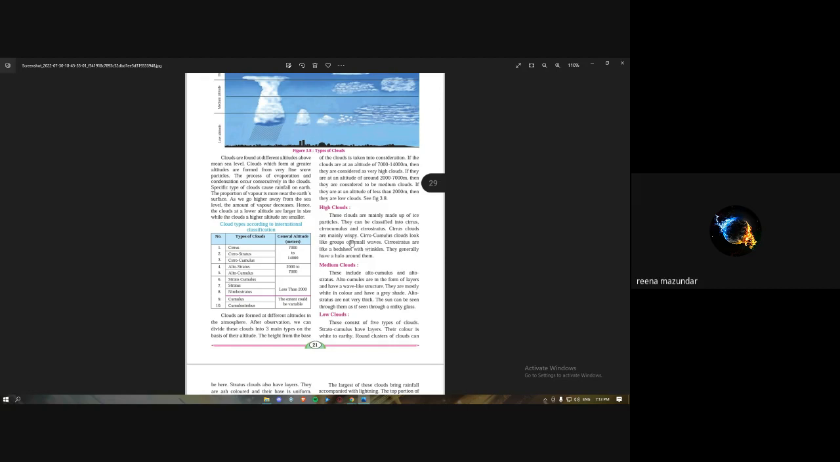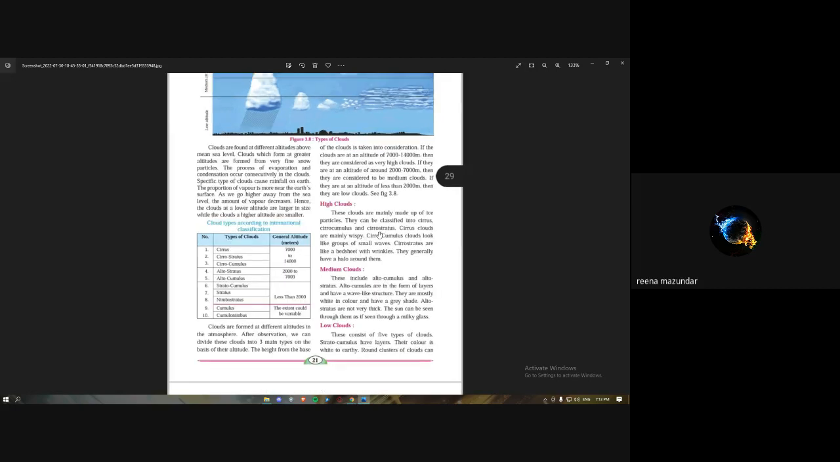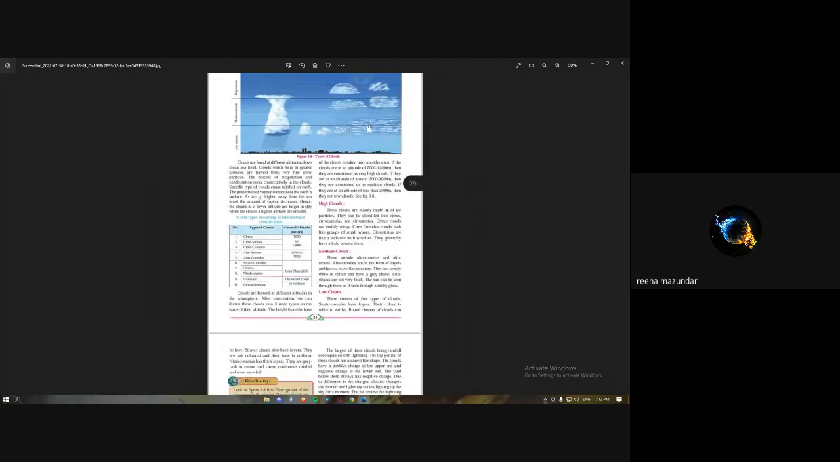Cirrus clouds are mainly wispy. They look like a group of small waves. Now you can see the small waves.